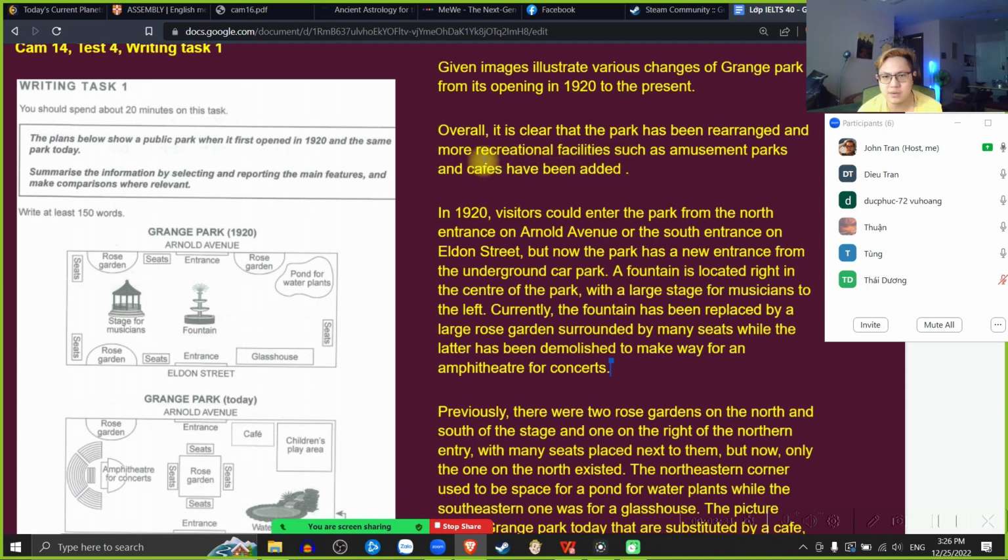This cafe is a recreational facility? No, it's not. Cafe is basically just for food and beverage, you know.